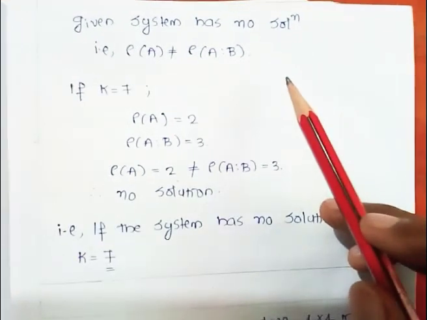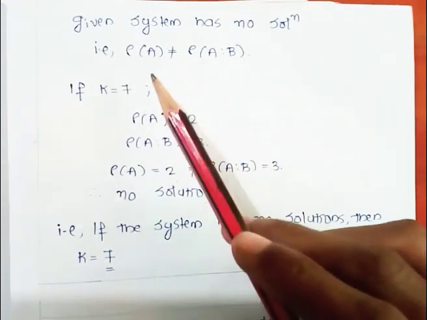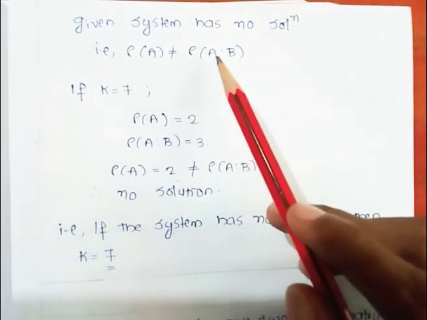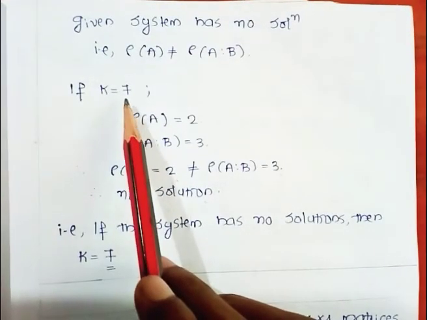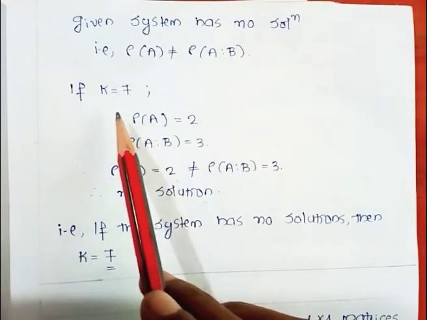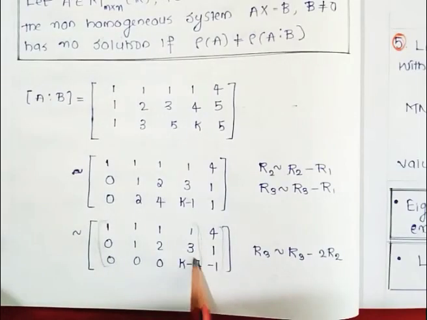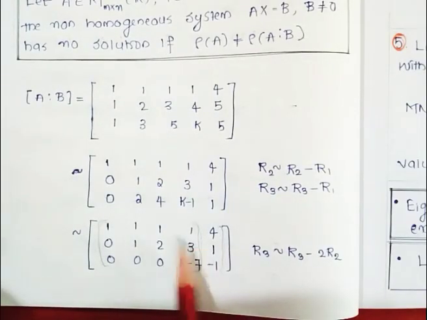So given that the system has no solution, that is, the rank of A is not equal to the rank of the augmented matrix A with B, that holds if k is equal to 7. If k is equal to 7, this entry must be 0. So the rank of this matrix is 2 and the rank of the augmented matrix is 3.